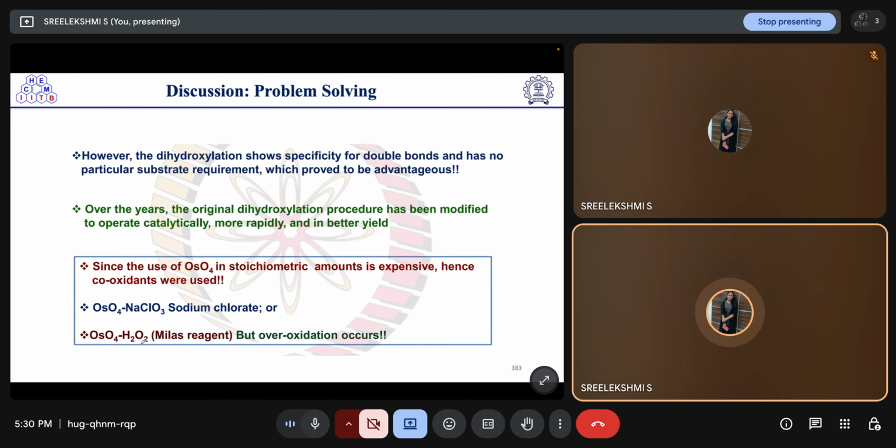Now, this dihydroxylation shows specificity for double bonds and has no particular substrate requirement, which is also one advantage of this dihydroxylation using osmium tetroxide. And over the years, the original dihydroxylation procedure has been modified to operate catalytically, more rapidly and in better yield. So, since using osmium tetroxide in stoichiometric amount is expensive, co-oxidants were used. So, examples are osmium tetroxide with sodium chlorate, or osmium tetroxide with H2O2, Milas reagent. But in this case, over oxidation also occurs.